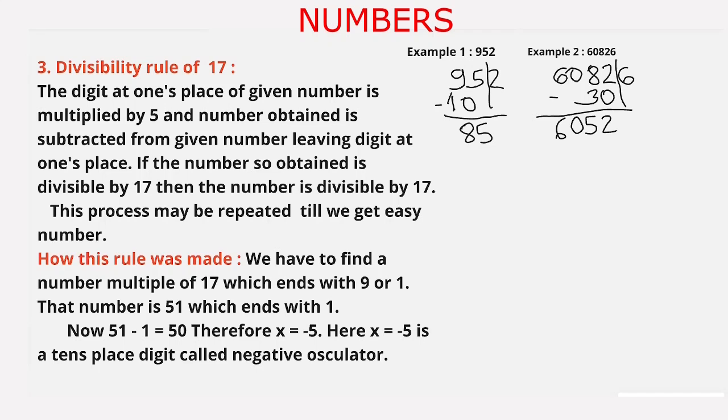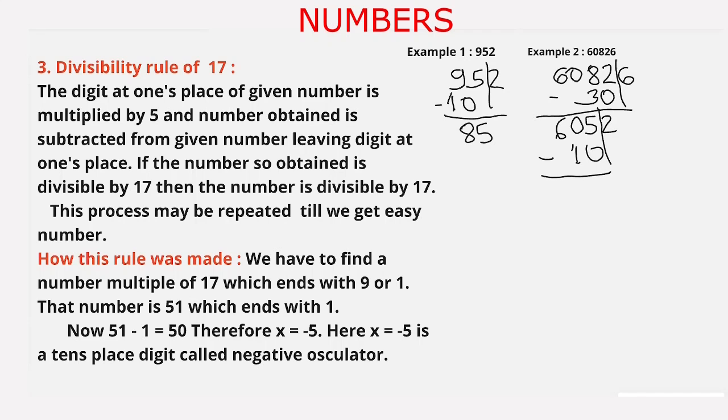This number is still large, so we repeat this process. The last digit of this number is 2. We multiply 5 by this 2, and 5 times 2 is 10. After leaving the last digit 2, we write 10 and subtract it from the remaining part of the number, and that part is 605.